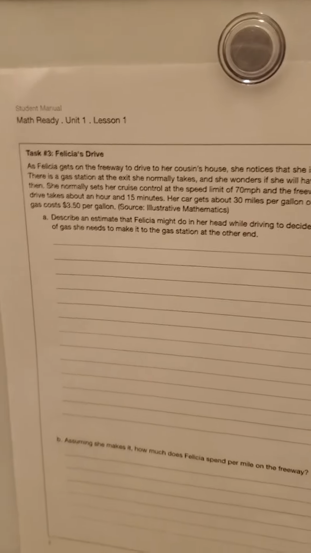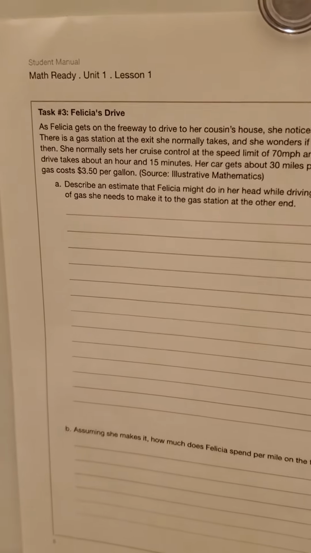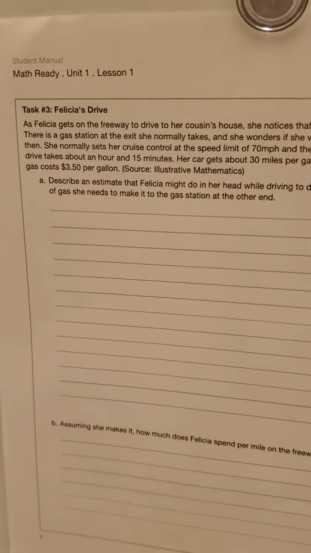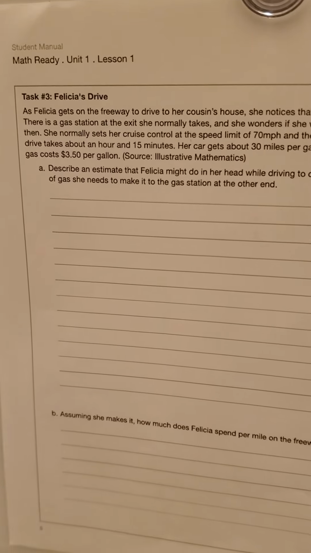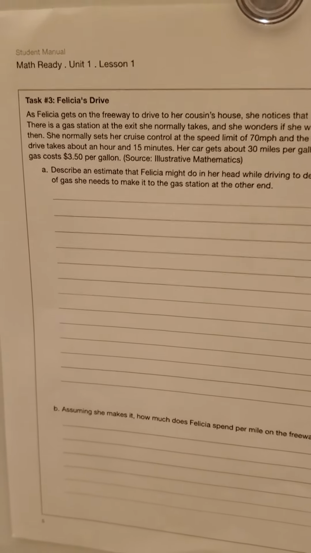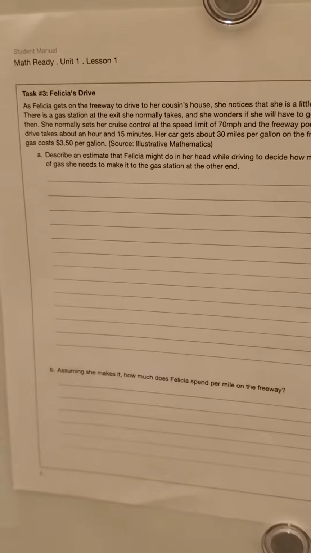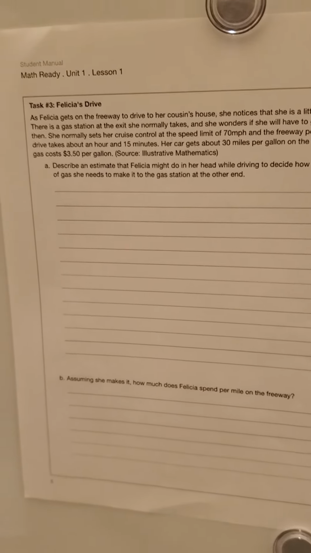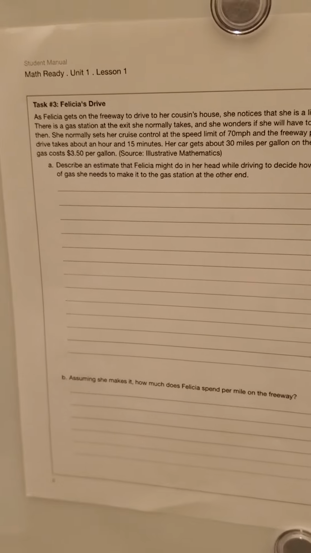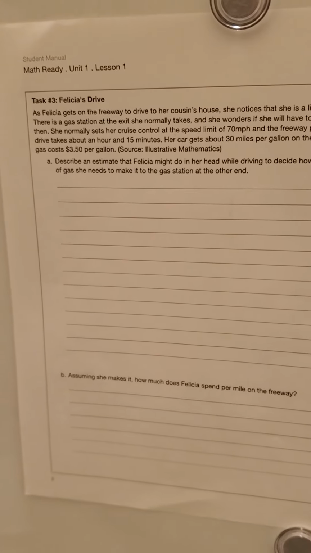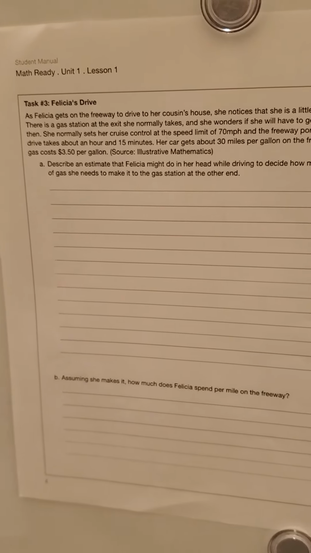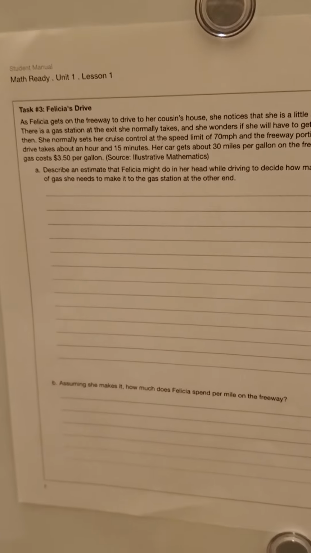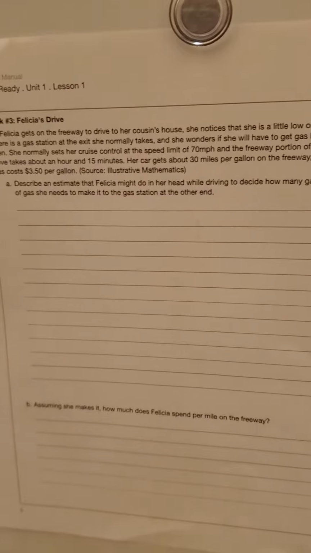Sorry about that. And then the last task in lesson 1 is Felicia's drive. If you notice there, as Felicia gets on the freeway to drive to her cousin's house, she notices that she is a little low on gas. There's a gas station at the exit she normally takes, and she wonders if she will have to get gas before then. Okay, now your idea of a little low and my idea are probably different. I get to fill up about a quarter of a tank. You guys might go until your low fuel light comes on.